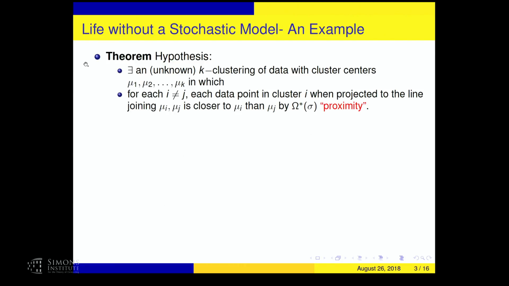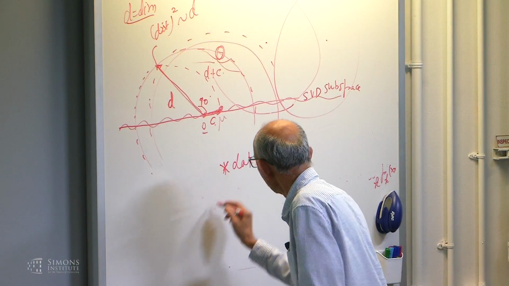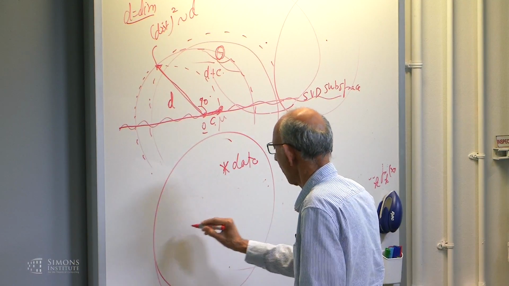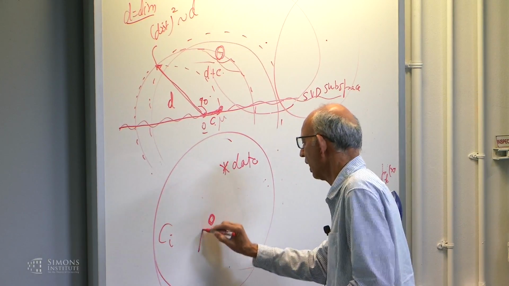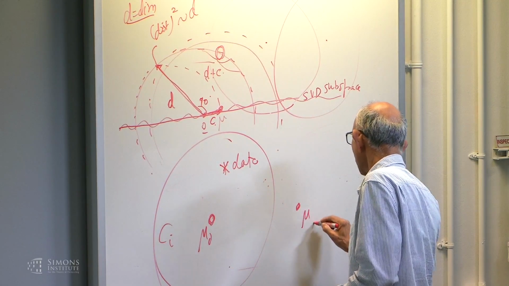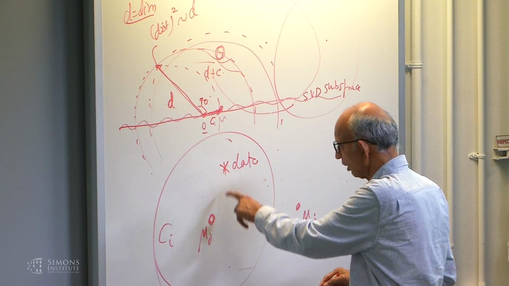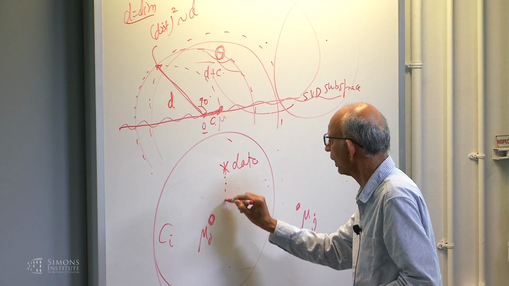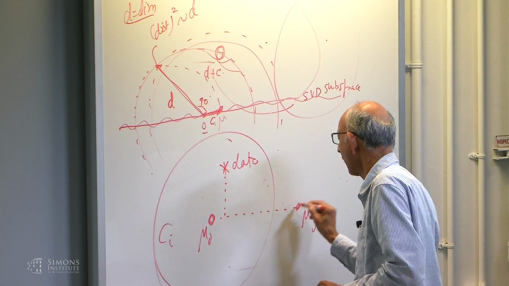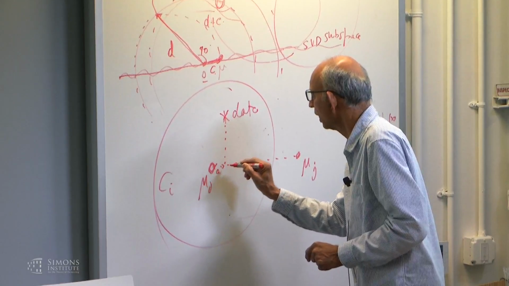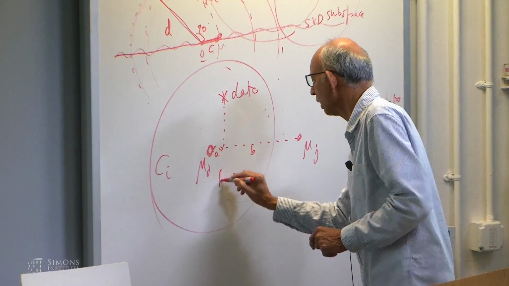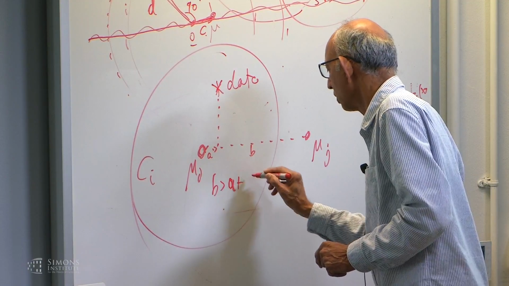So what is this statement saying? So here's a cluster point. Here's a data point. And it belongs to cluster i. And cluster i's center is here. There's some other cluster whose center is here. In this picture, it's nice. It's closer to this than that. But what I'm really requiring is that I project it to this line. This is distance A. This is B. B is greater than A plus some sigmas.